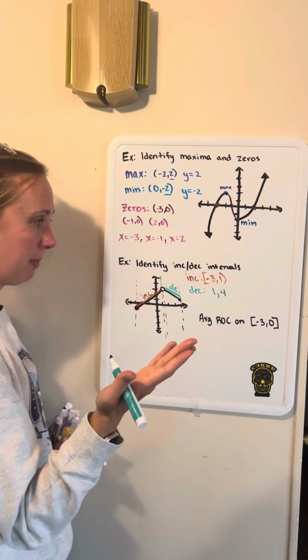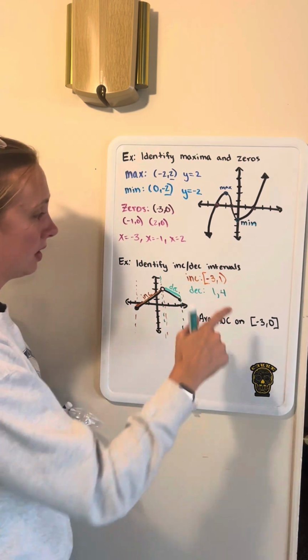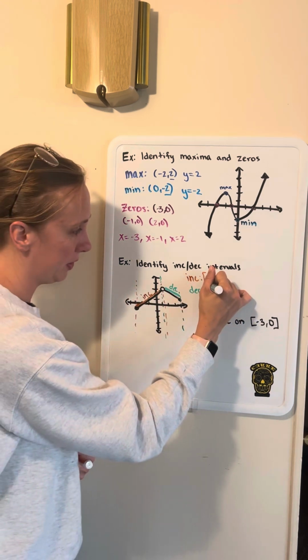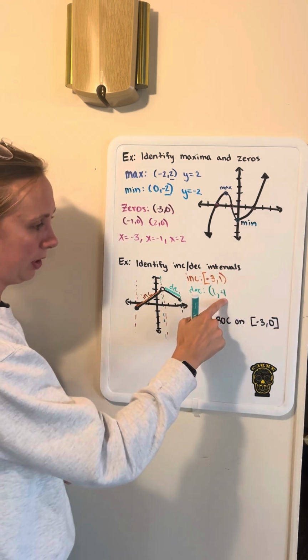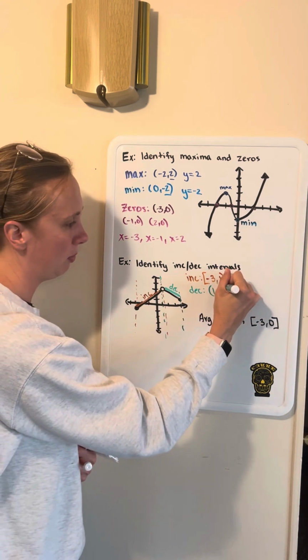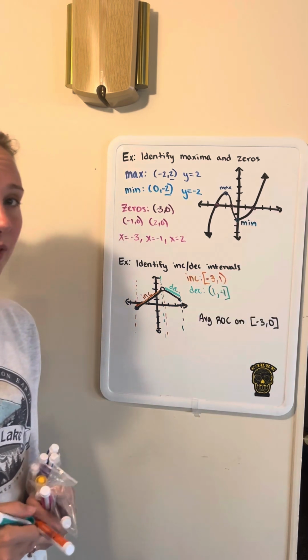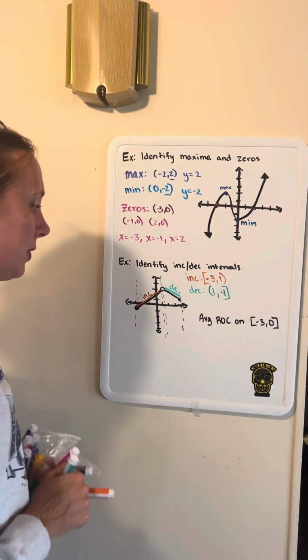So again, we have to keep in mind, am I using brackets or parentheses? 1 has an open circle, so that's a parenthesis. 4 has a closed circle, so that's going to be a bracket. So that's how we identify our increasing and our decreasing intervals.